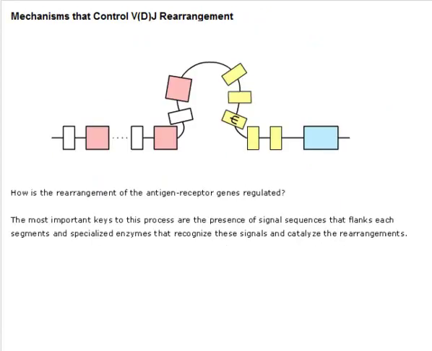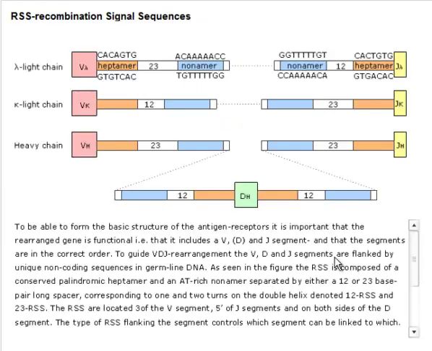So how is VDJ rearrangement actually controlled? There are some important keys to this process, in the presence of signal sequences that flank each segment. Within these regions that do not encode the actual regions of the protein, whether they're the variable regions or the joining regions, there are signals housed within this genetic structure that help catalyze the rearrangement. And these require some proteins to help out in this process as well.